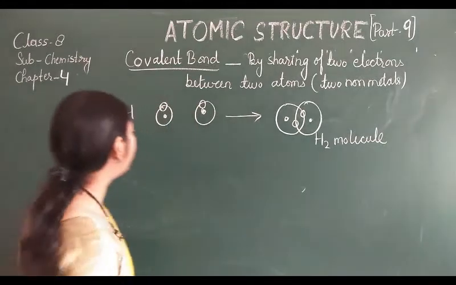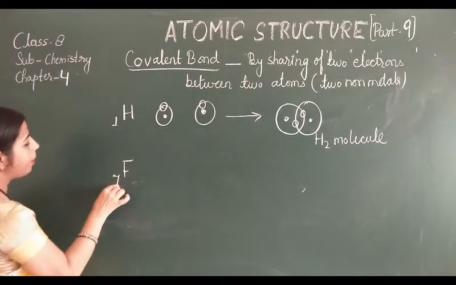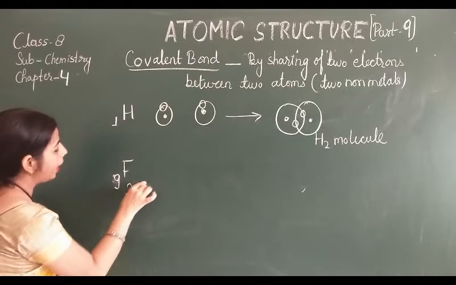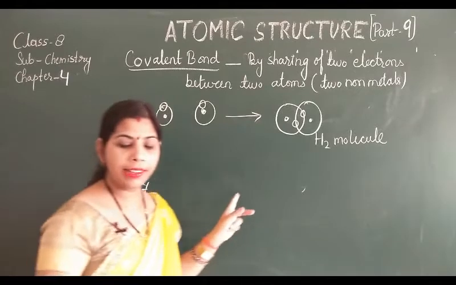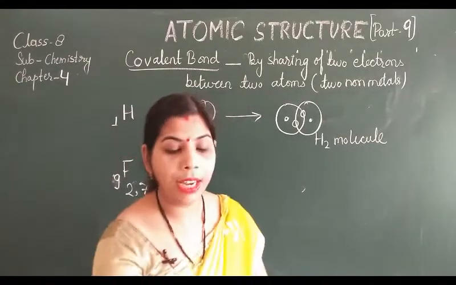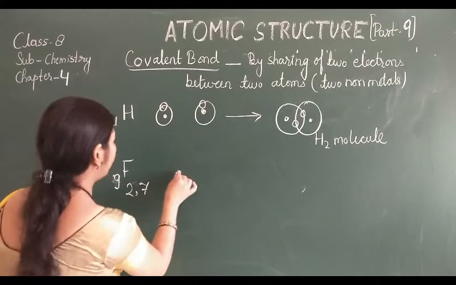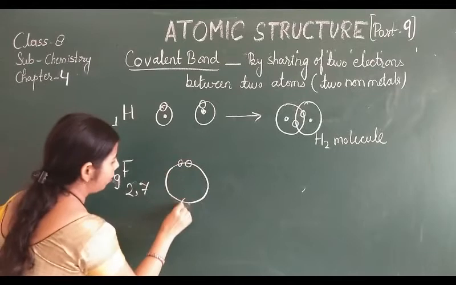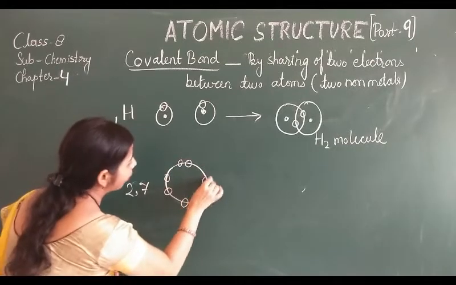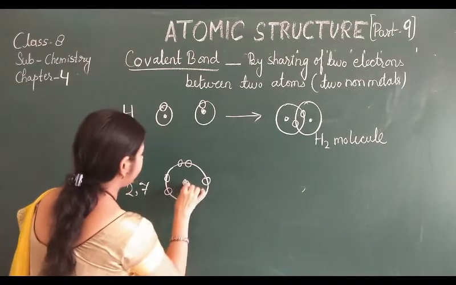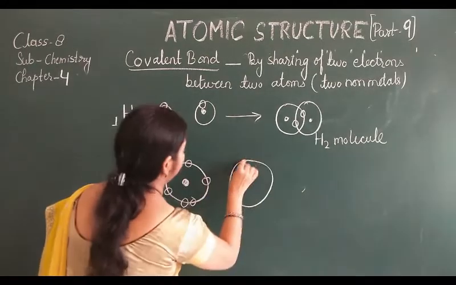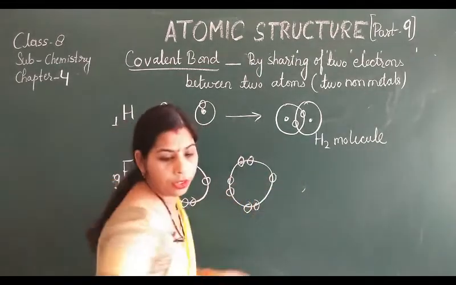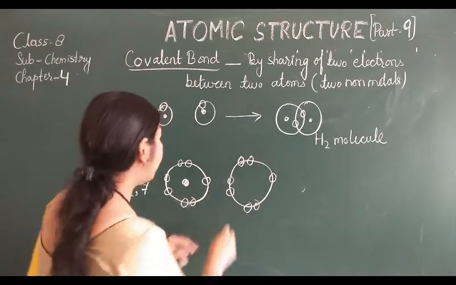Now take another example, fluorine, whose atomic number is 9, so the configuration is 2 and 7. That means the outer shell has 7 electrons.